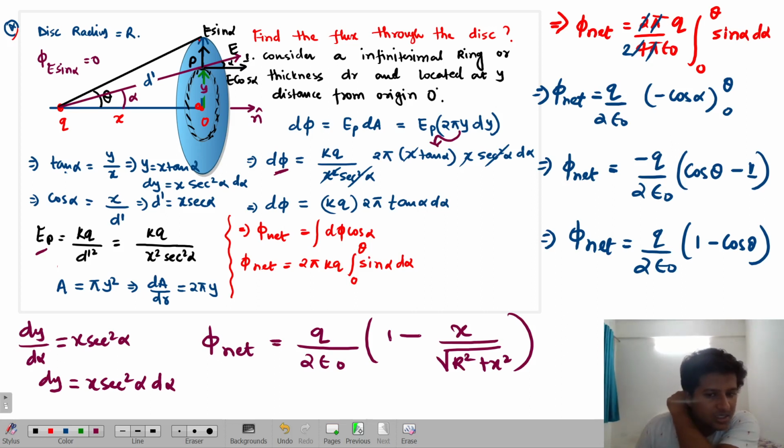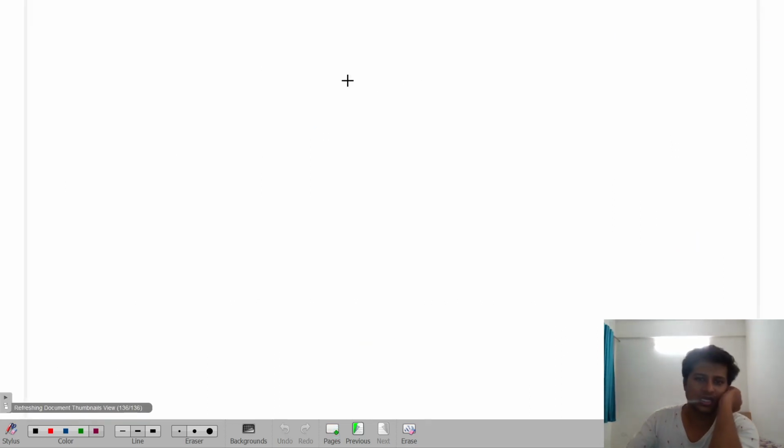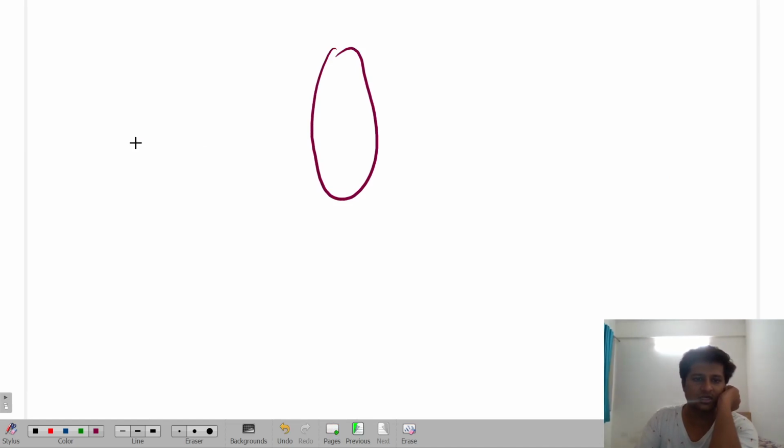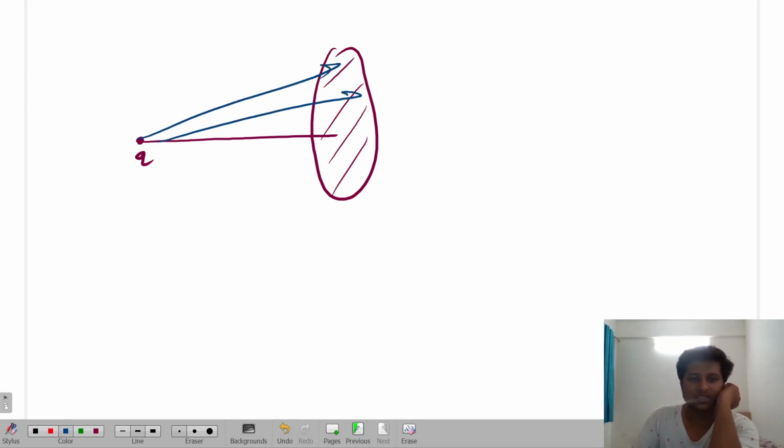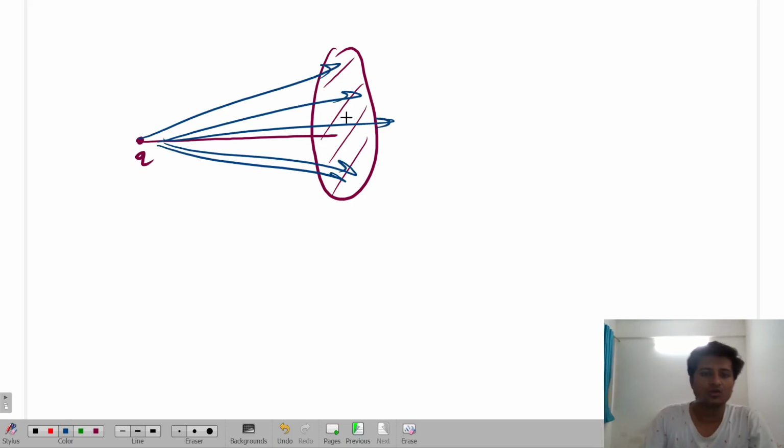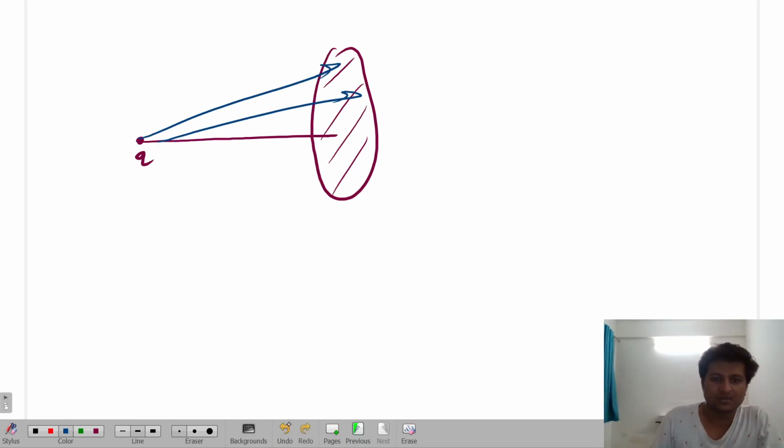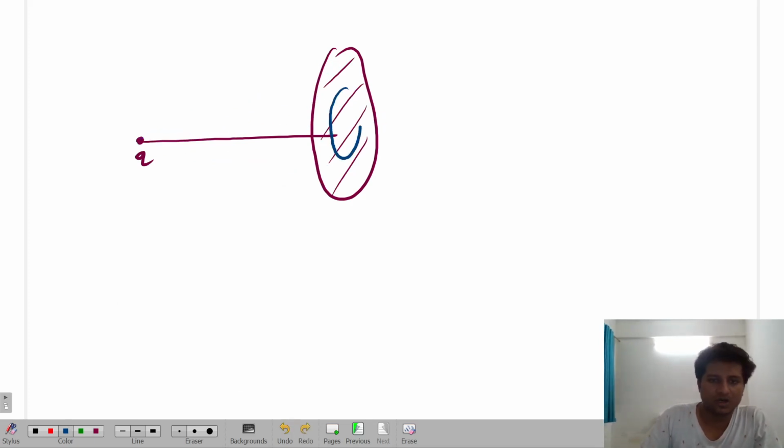Yeah. So see, the point is very simple. I kept my disk, then in front of it I kept my charge. Okay. Now because of this charge there are many electric fields coming, and I had to find the flux. So what is our method? I consider a small ring which has some thickness, which is varying with respect to angle theta with respect to q. Okay?